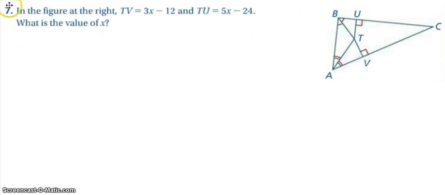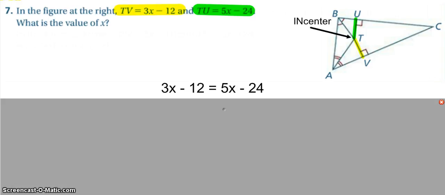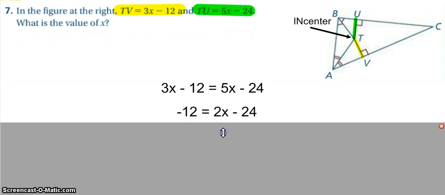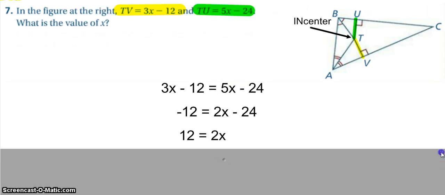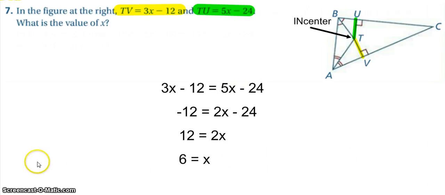Number 7, we want to find the value of x again. So analyze the information given to you, do all the math to solve it, and come back for the answer. The first thing we want to think about is: is our point of concurrency the incenter or the circumcenter? Since it comes from the angle bisectors, remember that is the incenter, which then tells us that the distances perpendicular from the incenter to the edge of the triangle are congruent with each other, so I can set these two binomials equal to each other and do the math to solve. So I start by subtracting the 3x from both sides, then I add the 24 to both sides, and then I divide by 2 to find my final value of x being equal to 6.